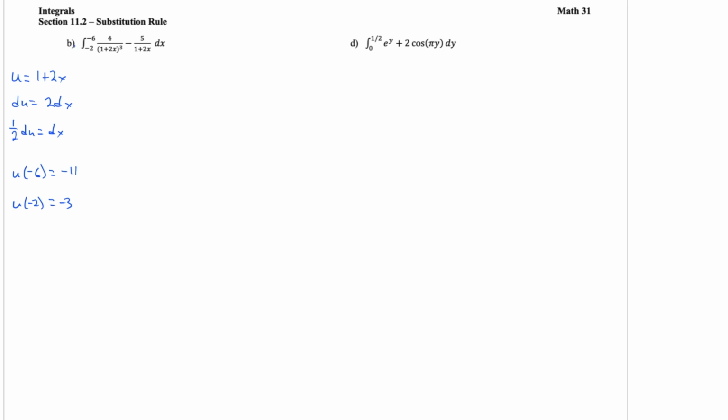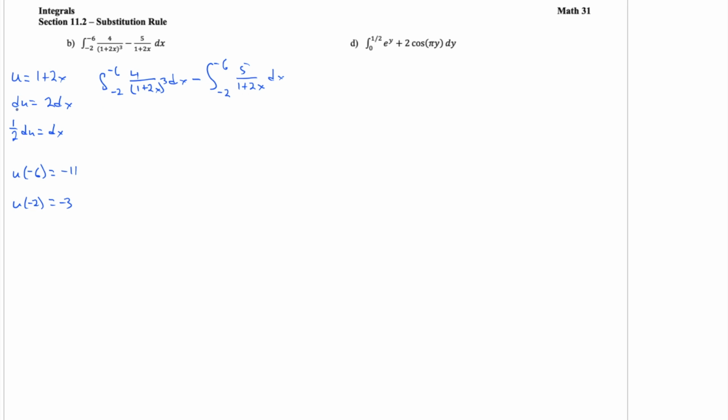So what I'm going to do here is I'm going to actually split this up into 2, and then I'll apply the differential then to each of those individually. So just rewriting this, I have the integral from negative 6 to negative 2 of 4 over 1 plus 2x cubed dx. And I can subtract from that the integral from negative 6 to negative 2 of 5 over this 1 plus 2x, and then dx. And this will be a little bit easier to see how the differential is going to get replaced there.